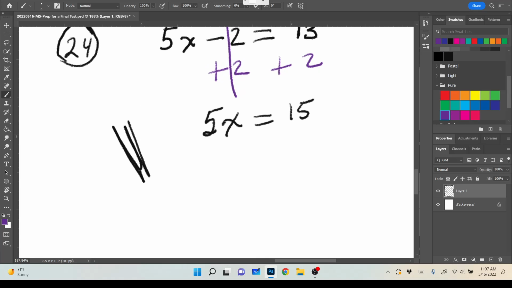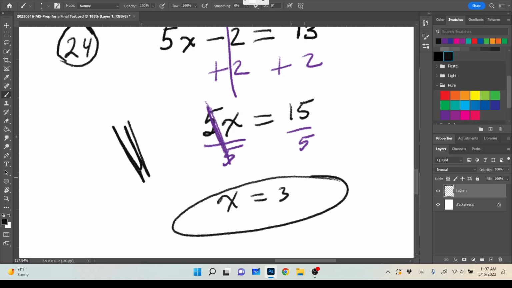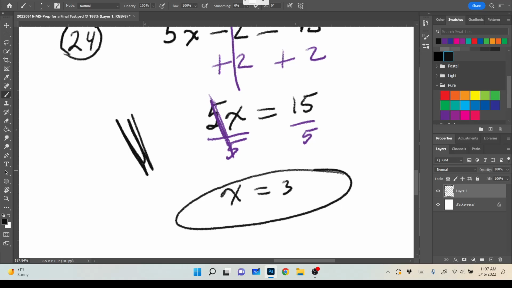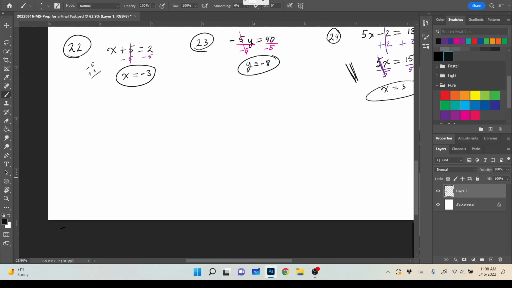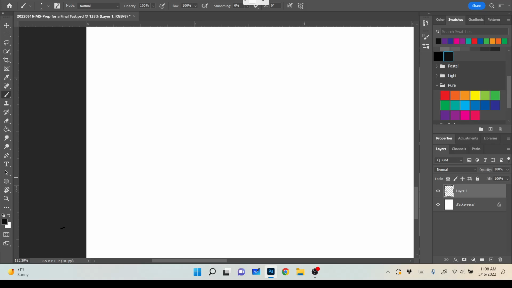Gotta get rid of the 15. How? No, we're not getting rid of the 15. We're getting rid of the 5 on the x. So how do we get rid of that 5? Divide it. X equals 3. The last section would be some problems like this.